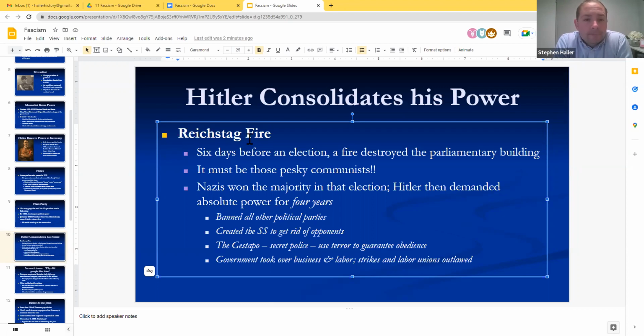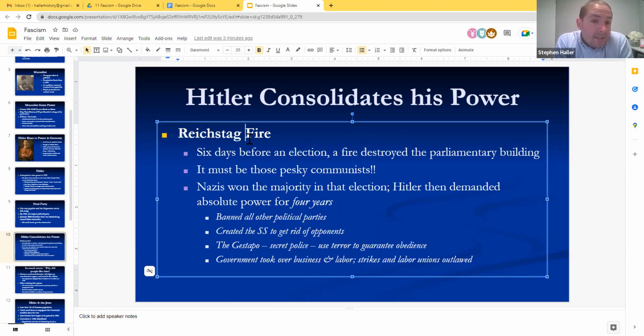Hitler and the Nazis start to consolidate their power and start to become increasingly repressive. So there is the banning of other political parties. There is the banning of free speech. There's the banning of publications that are not ordained by the government. There is the burning of books that are not, again, approved by the government. There's a secret police, the SS and the Gestapo, that wind up using terror to enforce obedience.